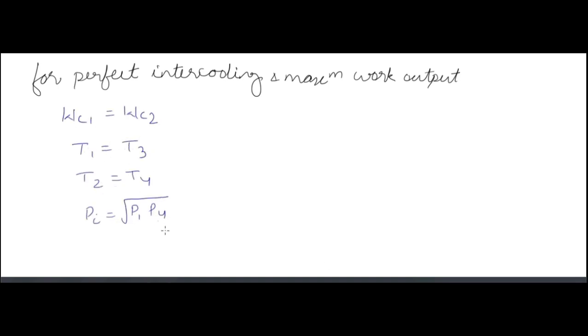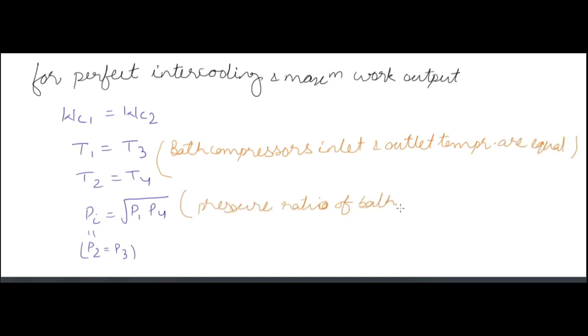Now for perfect intercooling and maximum work output, the work done by compression in both compressors is equal. So the work done in the low pressure compressor is equal to the work done in the high pressure compressor. The inlet temperature for both compressors is equal, and the outlet temperature for both compressors is equal, and the pressure ratio of both compressors is also equal. Work done is the same, heat input and output are the same, temperature of the input and output are the same, and pressure ratio of both compressors is the same.